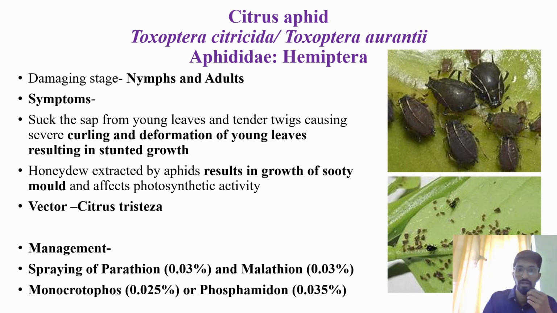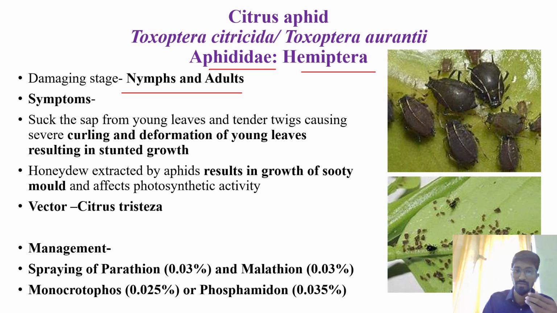And coming to the citrus aphid, which is Toxoptera citricida or Toxoptera aurantii, which are two species, and they belong to Aphididae of Hemiptera. Here also, as I said, the damaging stages are nymphs and adults, which suck the sap from the young leaves and tender twigs, causing severe curling and deformation of young leaves, resulting in stunted growth. These aphids affect plants in groups. They will not individually attack any crops. They will attack in groups.